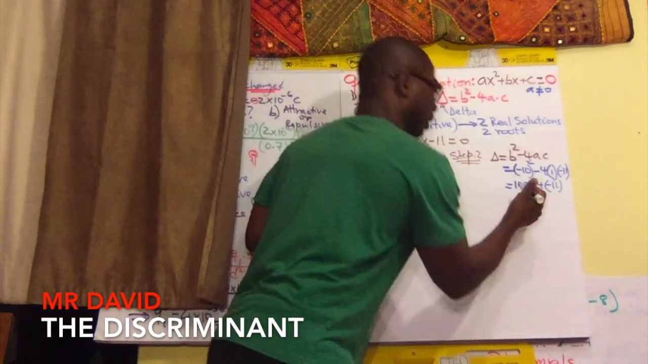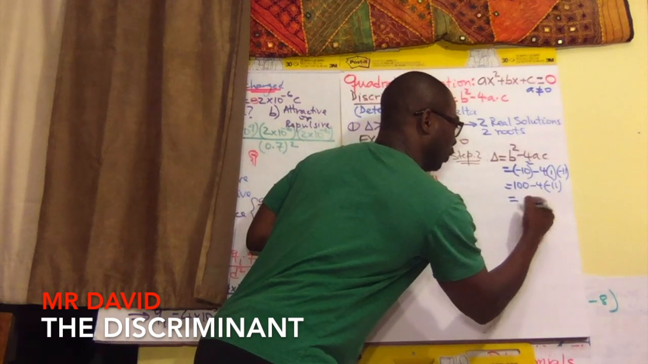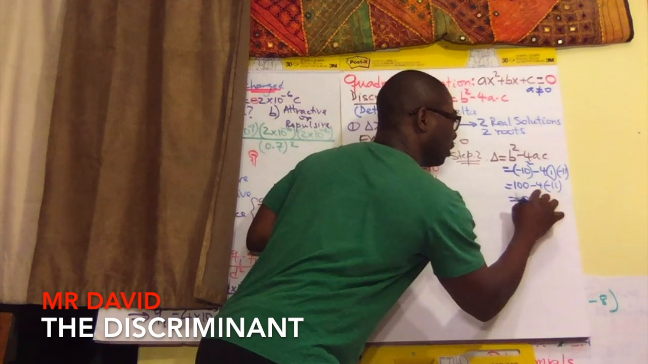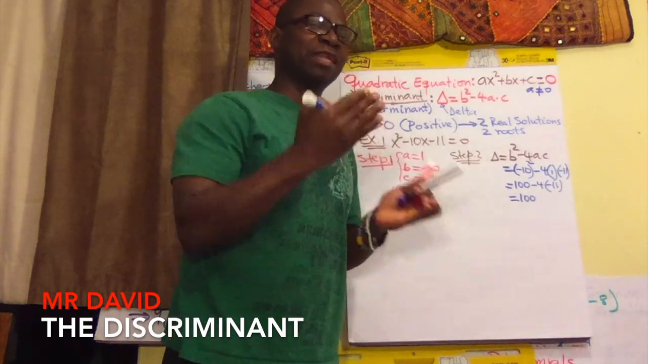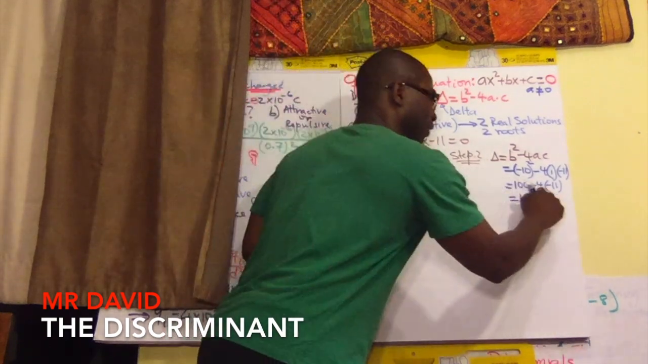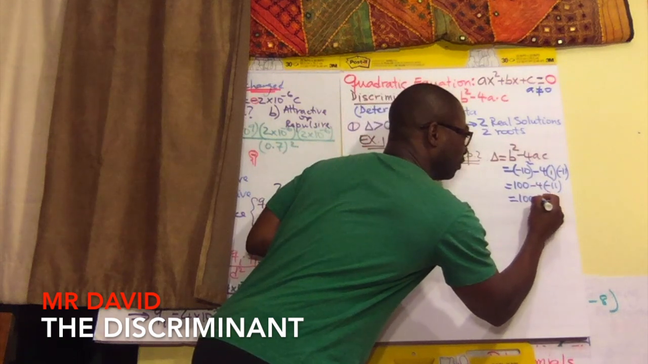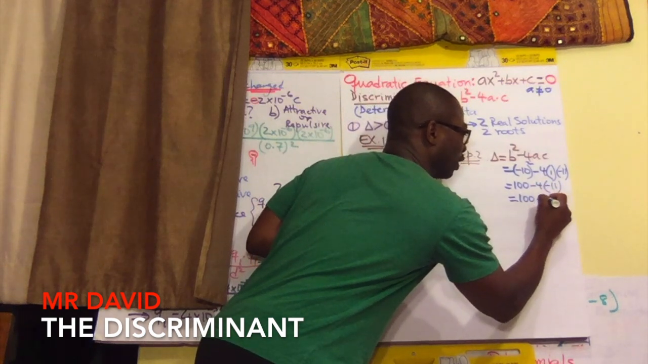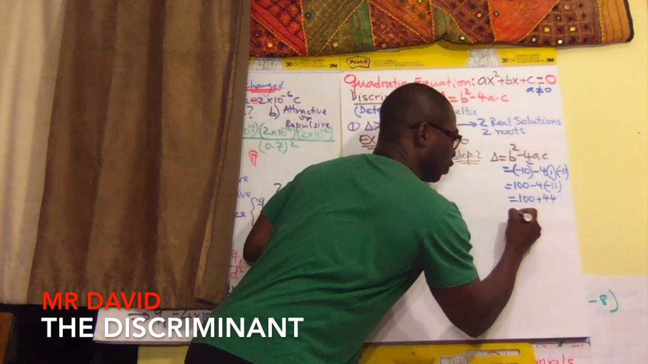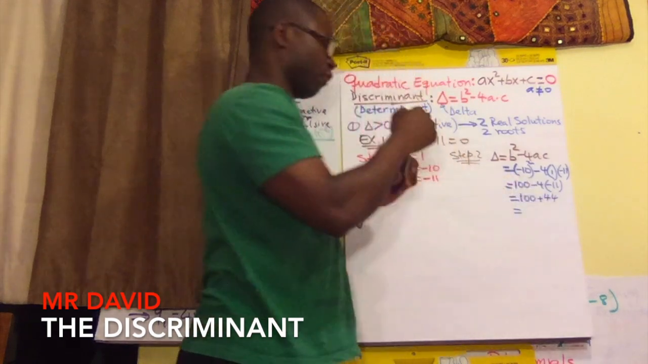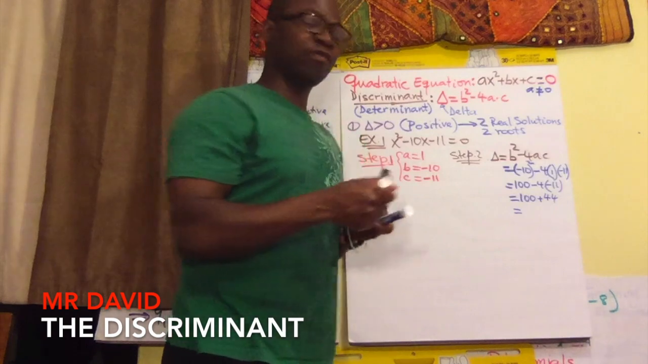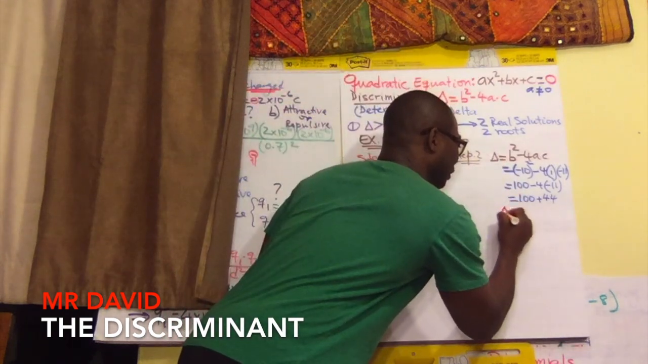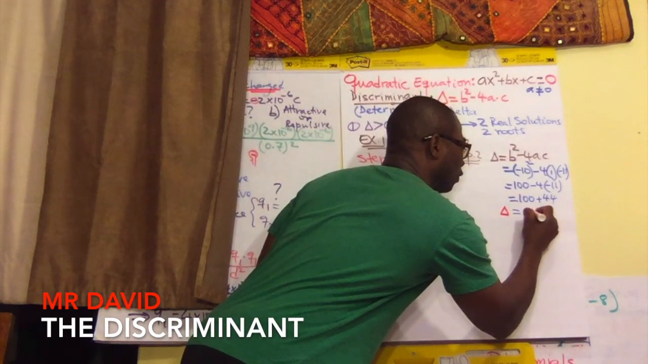So let's see again. Equal, bringing my 100 down: 100. We have negative 4 times negative 11. You have to remember, negative times negative is positive. 4 times 11 is 44. So you could say 100 plus 44, that's the value of our discriminant. That's the value of our delta. So delta equals 144.